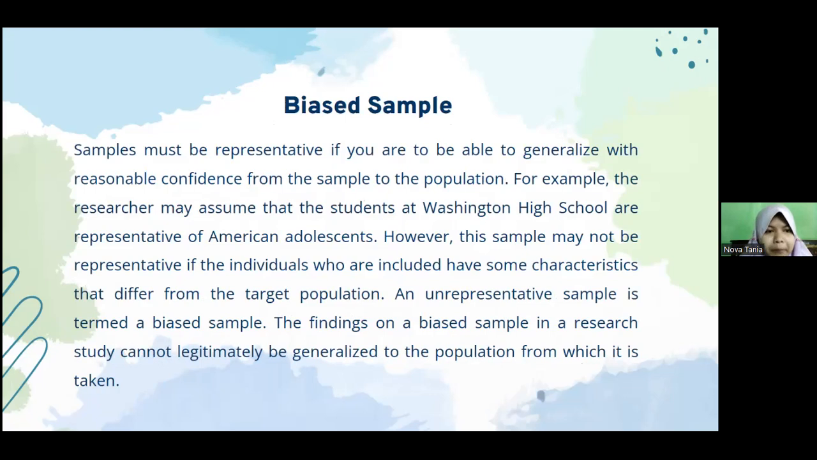This is about biased sample. A sample must be representative if you are to be able to generalize with reasonable confidence from the sample to the population. For example, the researcher might assume that the students at Washington High School are representative of American adolescents. However, the sample might not be representative if the individuals who are included have some characteristics that differ from the target population. An unrepresentative sample is termed a biased sample.